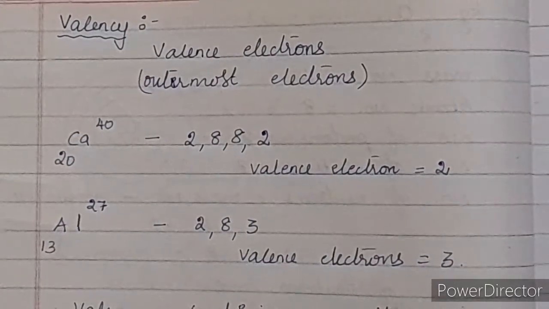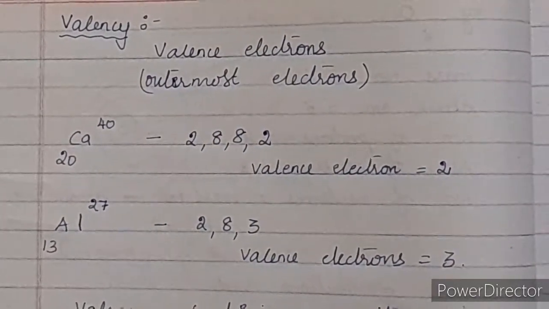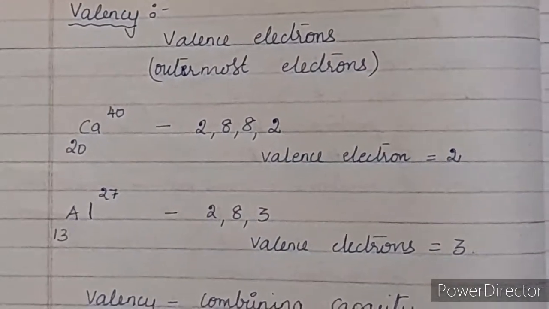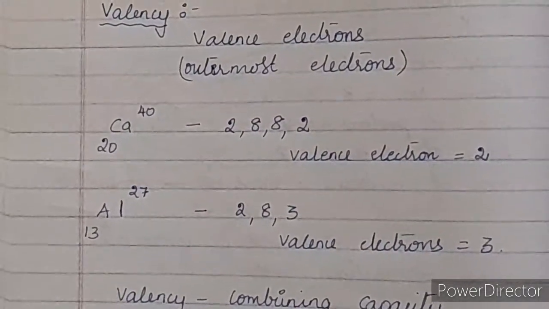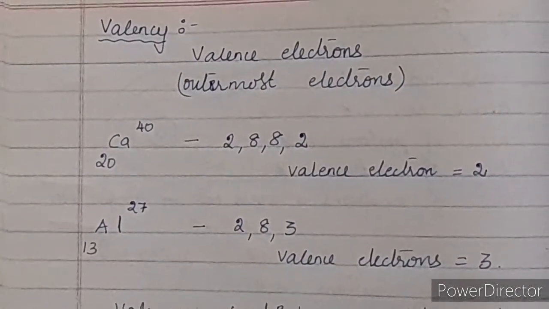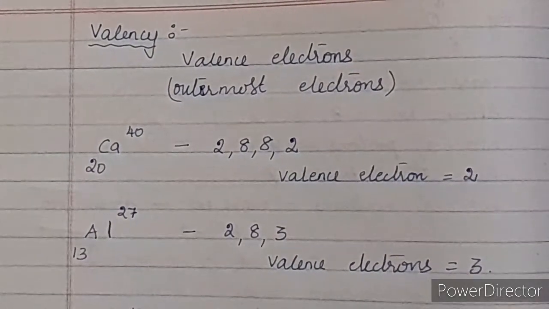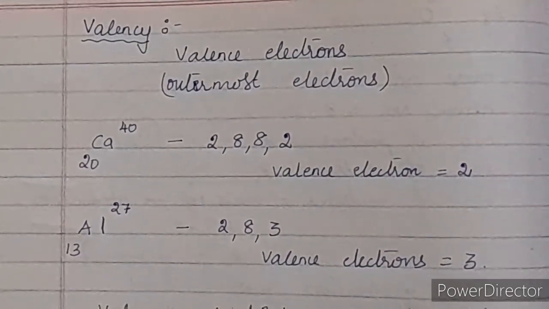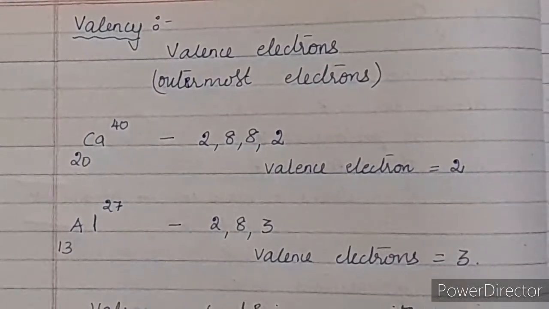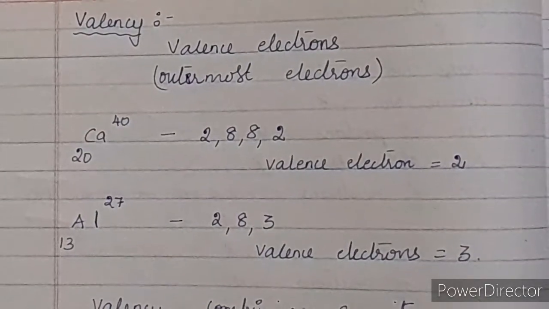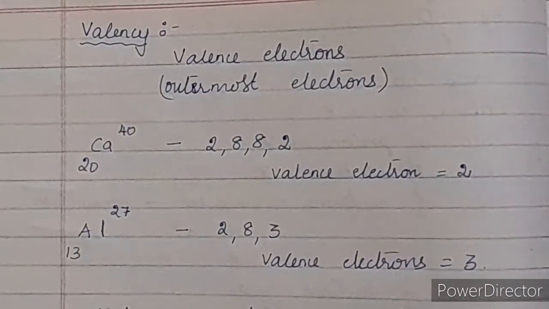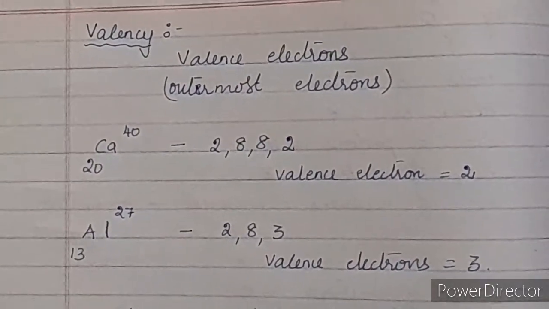Let's see what is valence electrons and what is valency. Before going into what is valence electrons, let's see what is valence shell. The outermost shell of an atom is called the valence shell, and the electrons present in the valence shell are called the valence electrons. For example, in oxygen, the valence electrons, that is the electrons present in the outermost shell, are 6. So for oxygen, the valence electrons are 6.